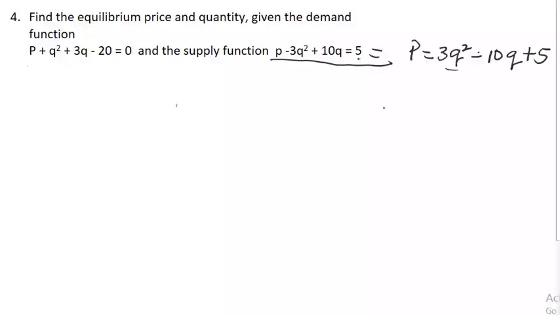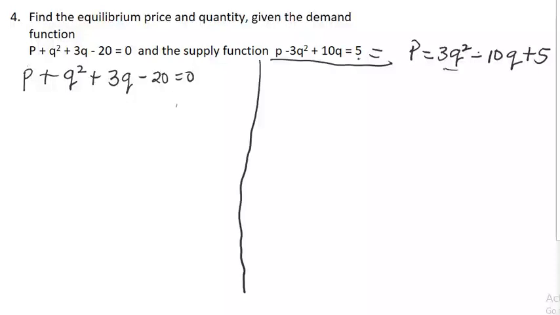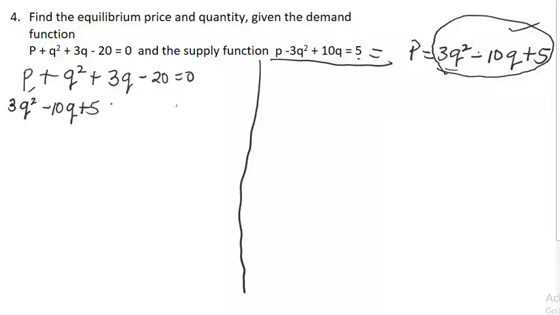Now we have to substitute what we have into equation 1. For equation 1, P plus q squared plus 3q minus 20 equals 0. Let me split this into 2 parts. What is P? Look at the equation for P. P equals what we have here. So we are going to use this information to replace P. So we have 3q squared minus 10q plus 5, which is the value of P now, plus q squared, I'm done with P, plus 3q minus 20 equals 0.